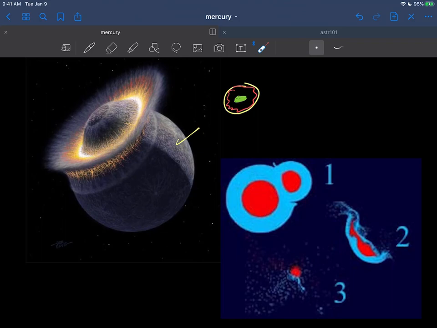So here's the collision in sort of a computer simulation. And so that's number one, it comes in and hits it like that. Number two, it doesn't even look like a planet anymore. But number three, the only thing that seemed to survive the collision was part of that original core that gave Mercury a more normal structure back then.